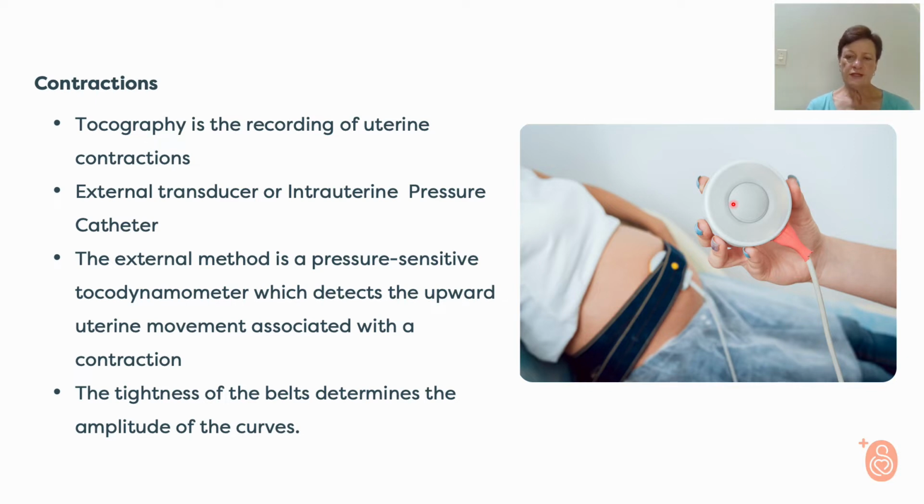because that gives us very important information that we need to interpret our CTG correctly. It helps us to determine the type of decelerations. It helps us to determine whether there are too many contractions or not, which all might play a role in the development of fetal compromise.